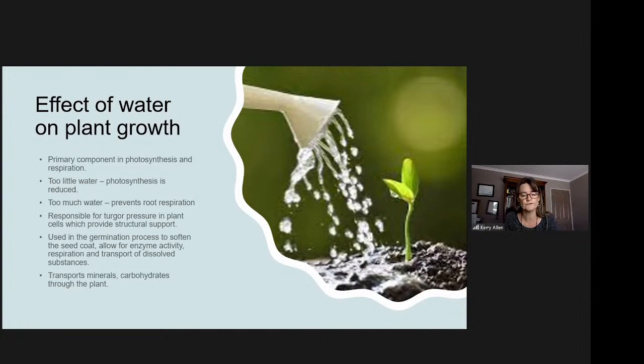We need water for germination. We also need water for transporting minerals from the soil, but also carbohydrates made in the leaves. So the water is used to transport those around the plant. Water is taken from the ground, from the roots going up through the xylem, and you want food coming from the phloem going down back through the plant to all parts, all cells. So water plays a pretty important part in growth.